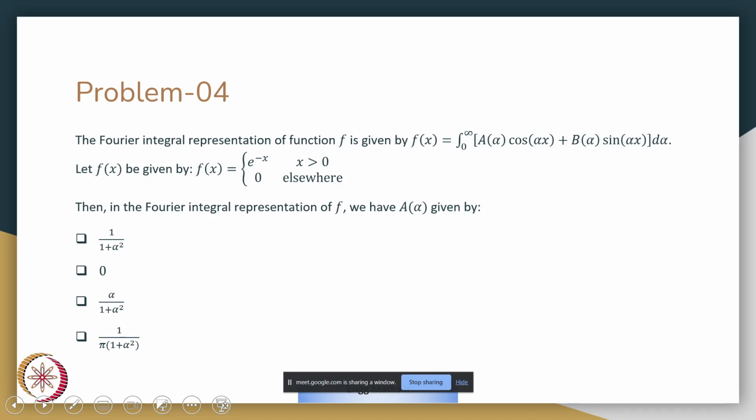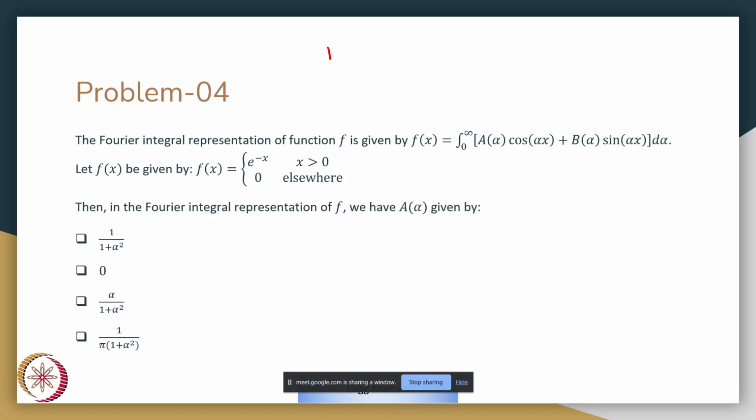So problem number 4. Here we are given again Fourier integral representation of this function, and we are asked to find a of alpha for this case.